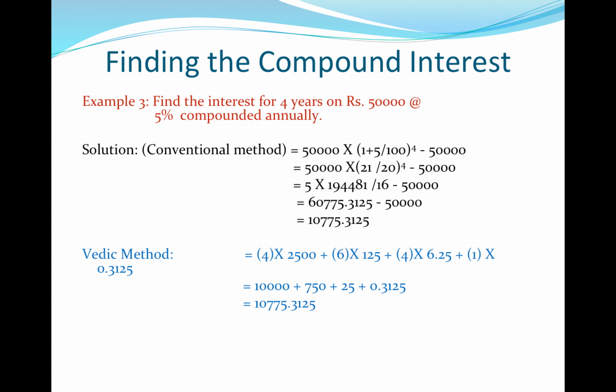Now calculate 5% of 6.25, which is, we know that 10% is 0.625, and half of it is 5%, which is 0.3125, multiplied by 1. Now just add them up. So 10,000 plus 750 plus 25 plus 0.3125, which is equal to 10775.3125.